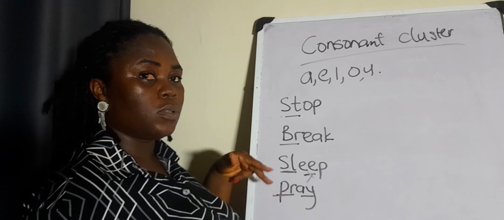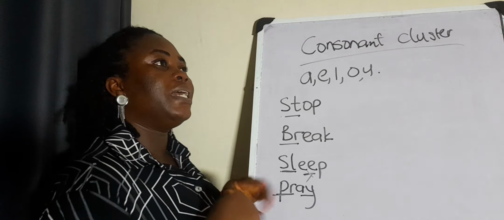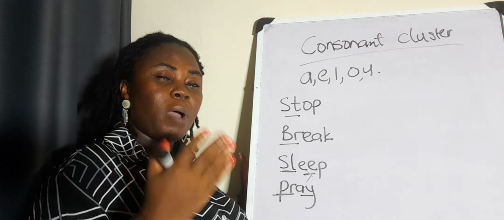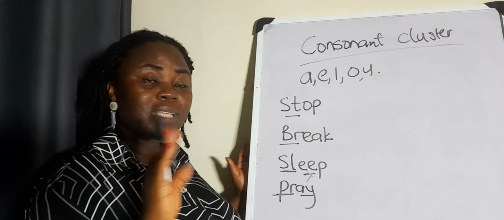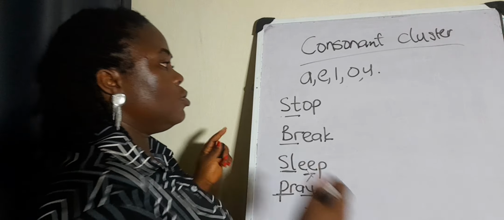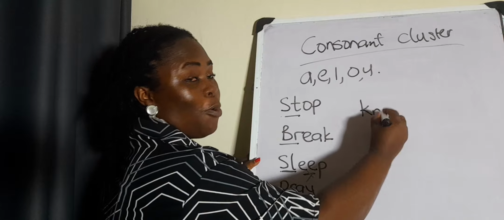This is consonant cluster. Don't forget. But there are words where you meet two consonants, but one is silent. Those words are not consonant clusters at all. Example of these words, people complain a lot.